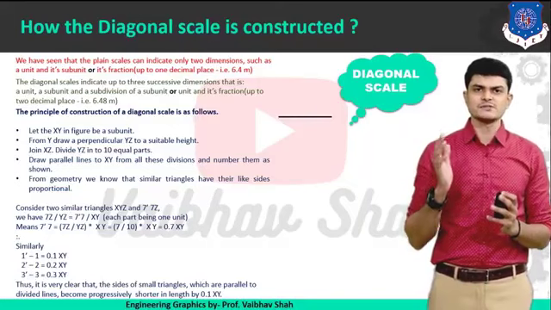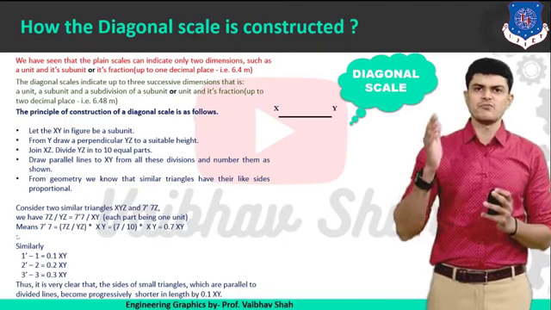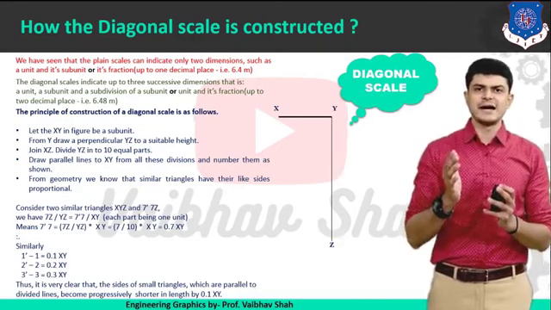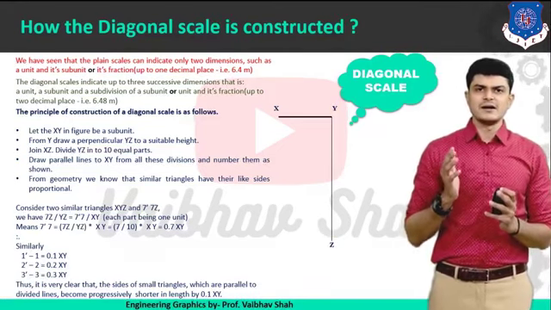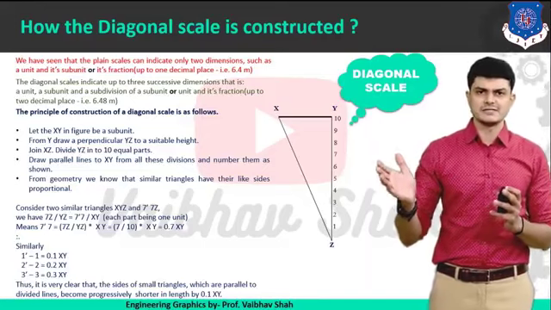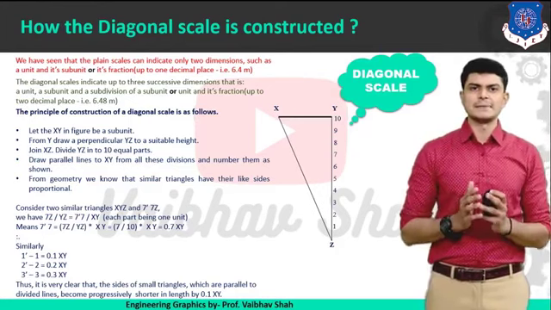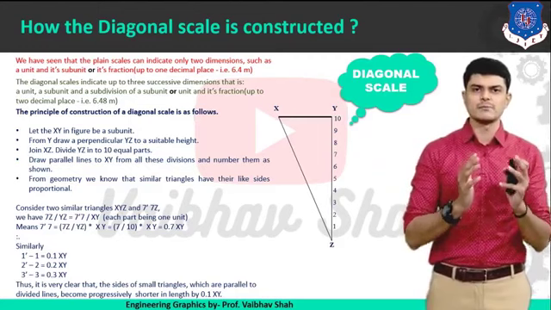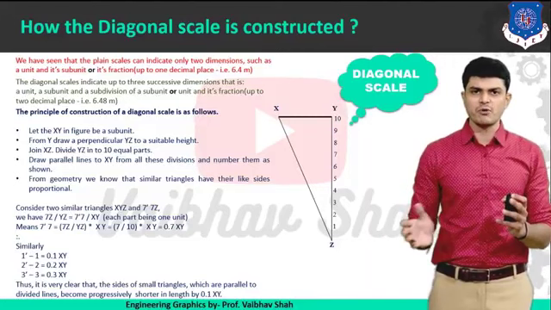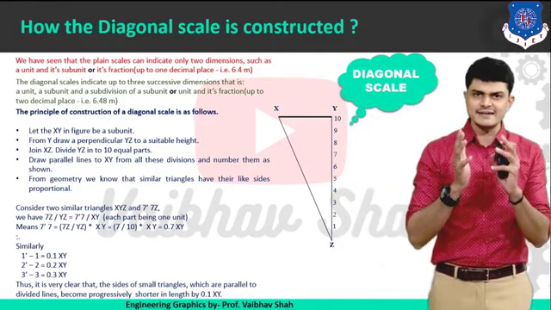So let us see. Let us suppose this is your subunit xy. Now let us draw one vertical line from y. This will be your line perpendicular to the xy line, and let us denote it by z. After that, let us divide this line into 10 equal parts. For simplicity, let us assume that this line is of 10 centimeters. We have divided this line into 10 equal parts. After that, we start numbering from the bottom z: 0, 1, 2, 3, 4, 5, 6, 7, 8, 9 and 10.